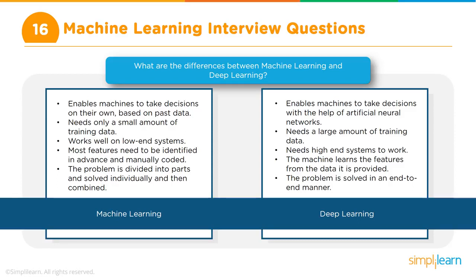Deep learning enables machines to take decisions with the help of artificial neural networks. So in deep learning we use neural networks, and that is the key differentiator between machine learning and deep learning. Usually deep learning involves a large amount of data, and therefore the training process usually requires high-end machines because it needs a lot of computing power. The feature engineering is done automatically; the neural networks take care of that as well. Therefore, in deep learning it is said that the problem is handled end to end. So this is a quick comparison between machine learning and deep learning in case you get that kind of question.